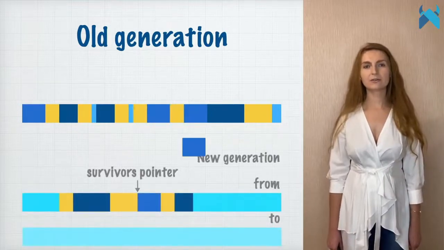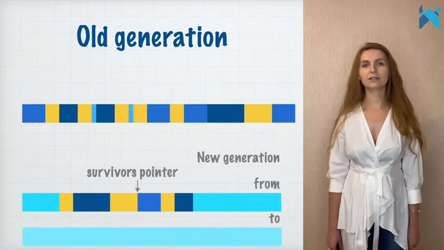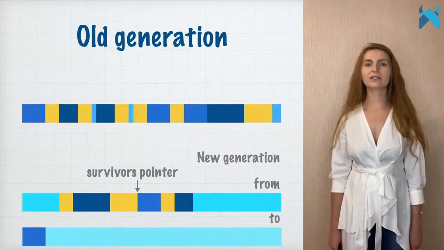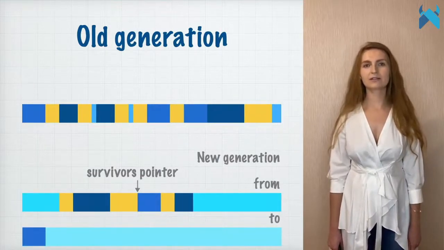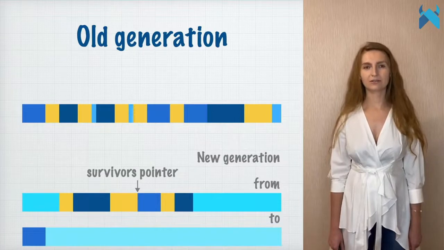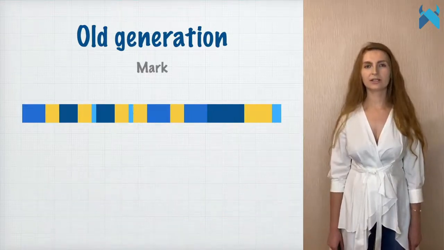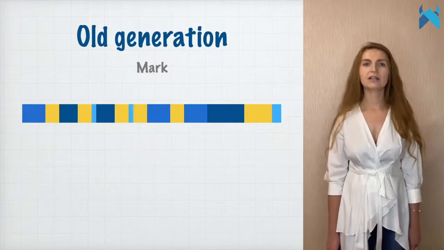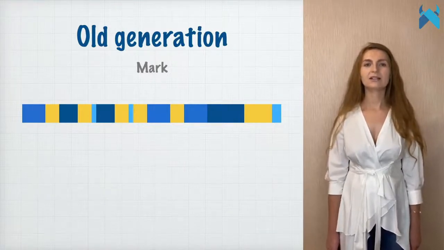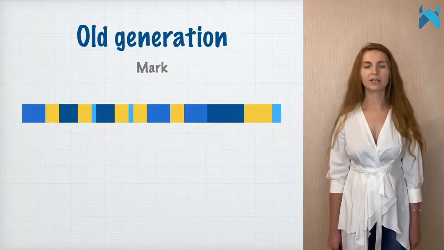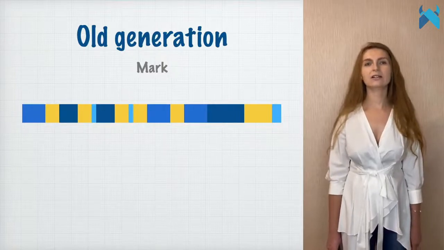If during this evacuation phase an object failed to be promoted, it will instead be copied to the to semi-space together with other newcomers. Once the GC decided to run a collection in this generation, the first step is the same: decide which objects to keep and which to erase, which is done at the marking phase.